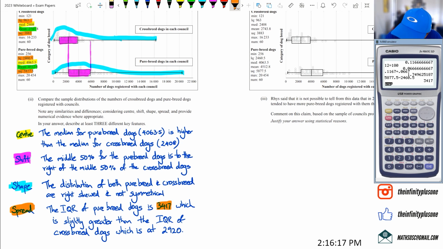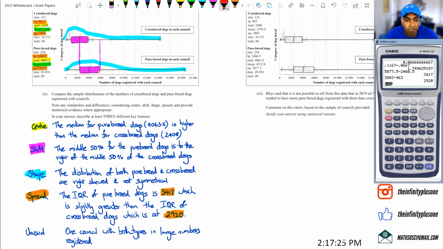So I've got 3883 take away 963, which gives me 2920. Now I know sometimes you might say that they've got a similar spread, but you might also have said that, because you're looking at the IQR numerically, the purebred dogs is actually slightly greater than the crossbreed dogs.